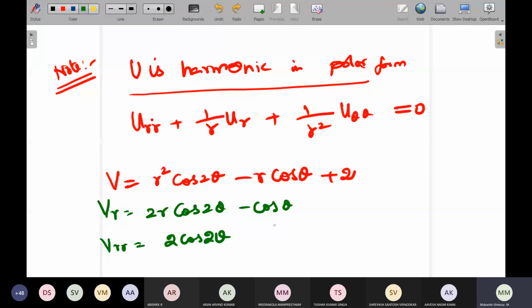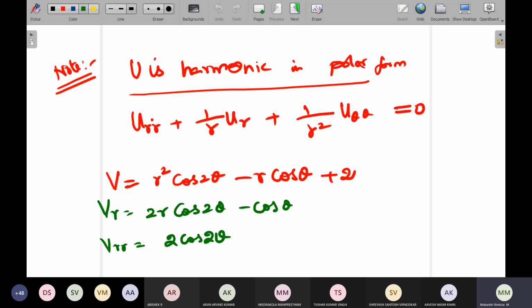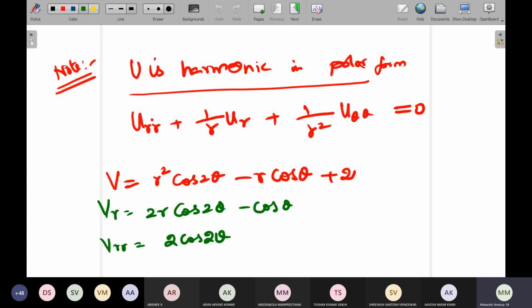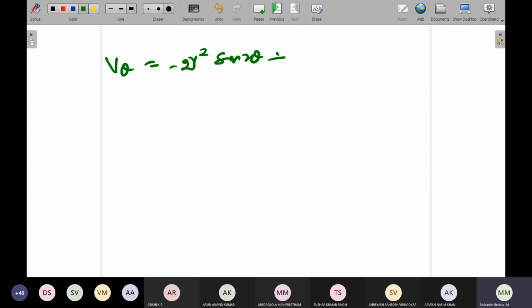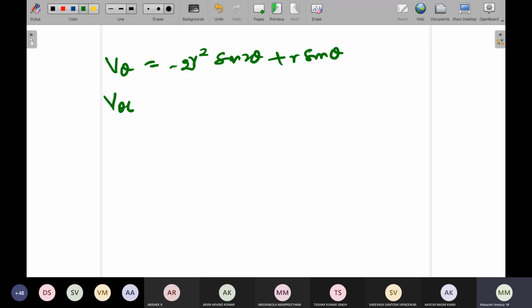Then you have to find v_theta theta. Your v_theta will be equal to partially differentiating with respect to theta. So you'll get minus 2 r square sin 2 theta, and minus to minus this will become plus r sin theta. That's all. Then find out v_theta theta. What is v_theta theta? Minus 4 r square cos 2 theta plus r cos theta. Now check the equation.